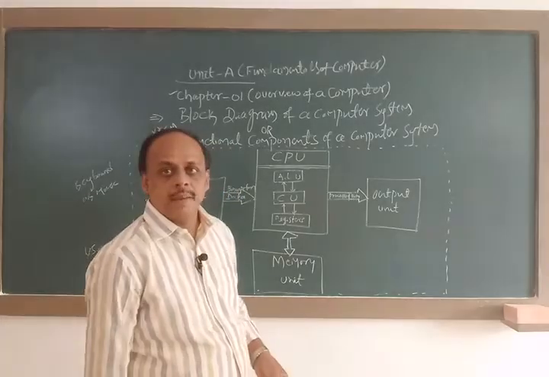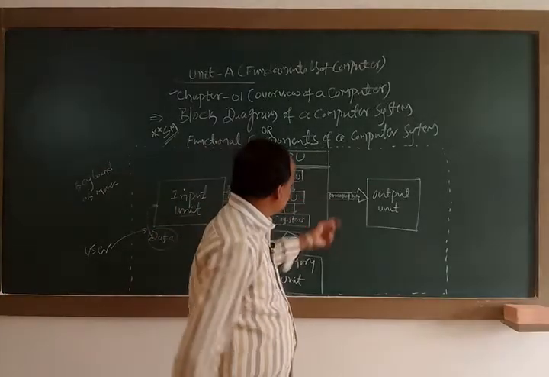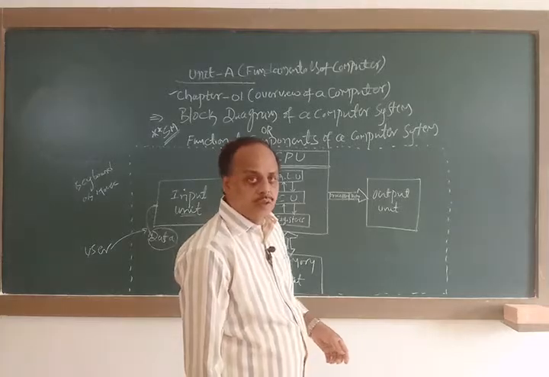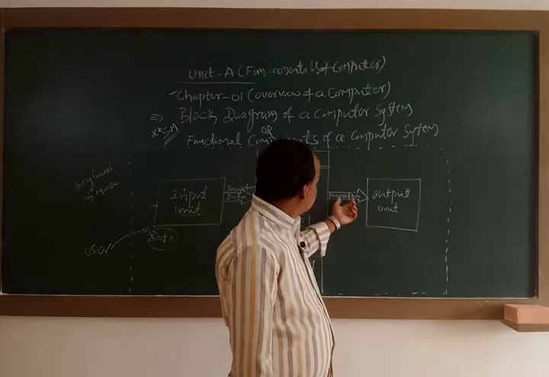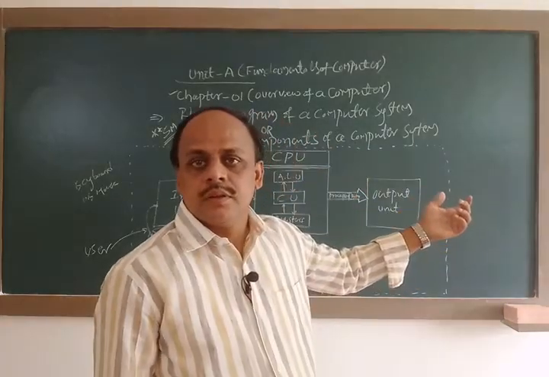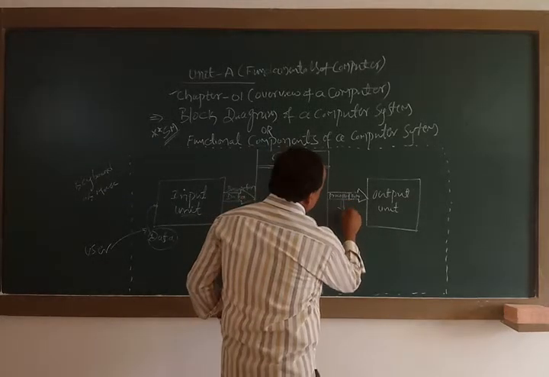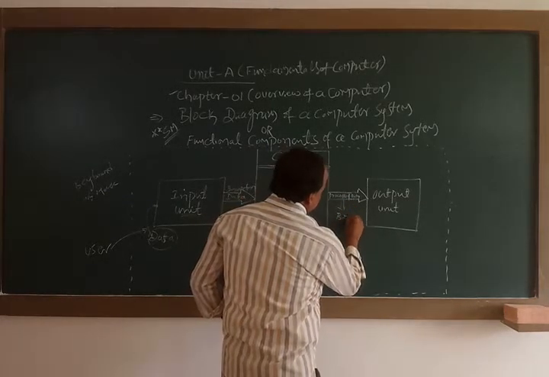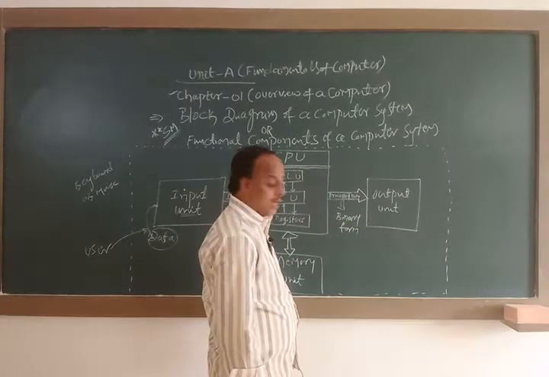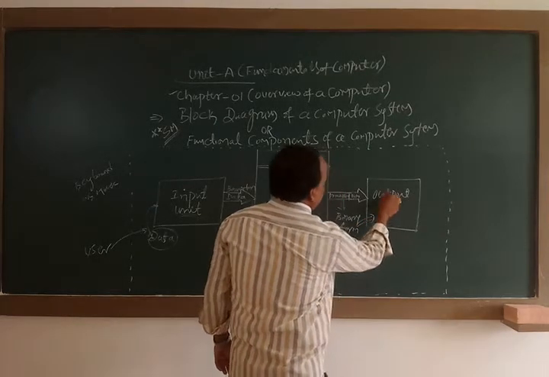Okay. Now the next thing is, after processing the binary form, a result is going to be produced, right? That result means the data is processed. So that processed data is not going to be sent directly to the monitor, because the processed data is in what form? Binary form. Now this binary form data is accepted by the output unit.